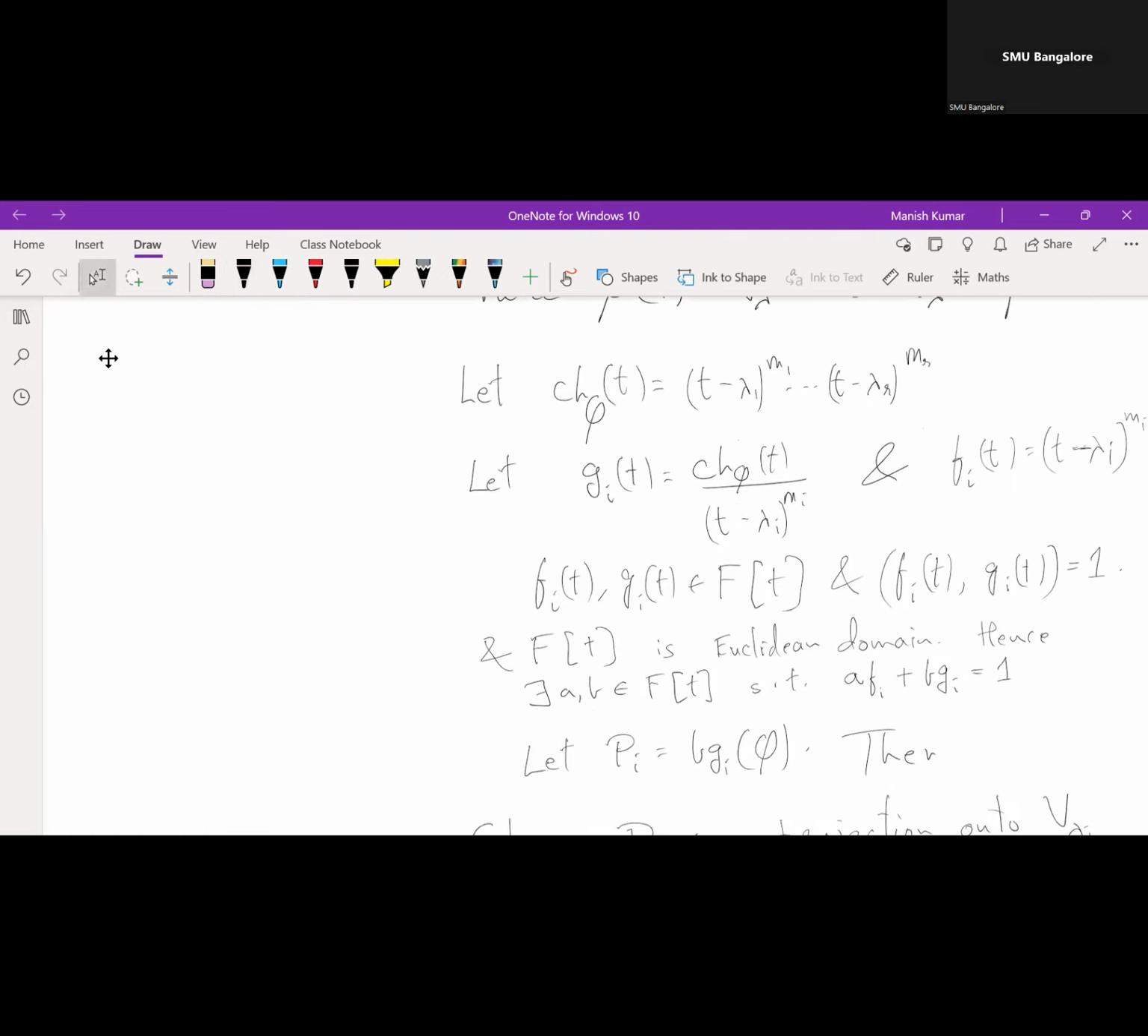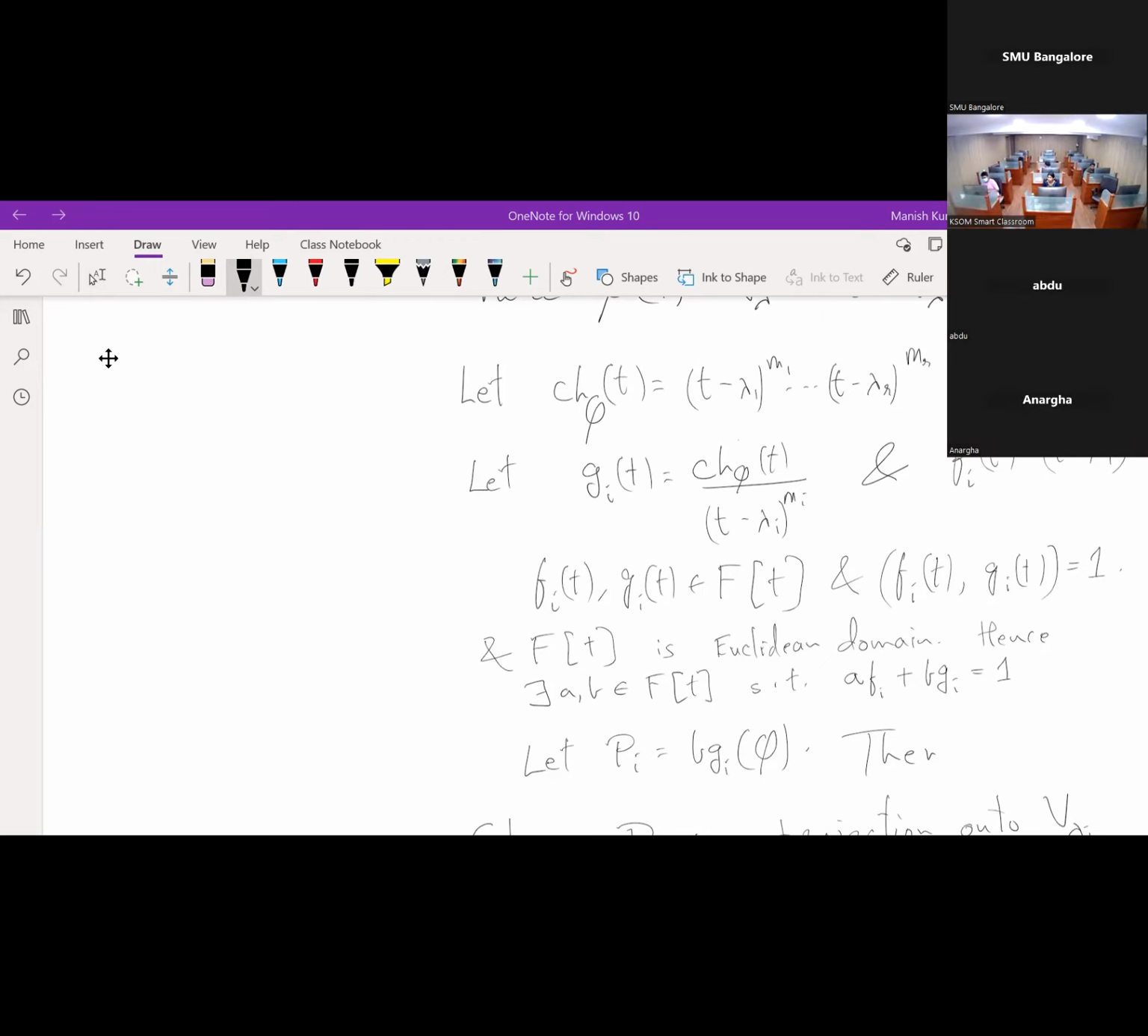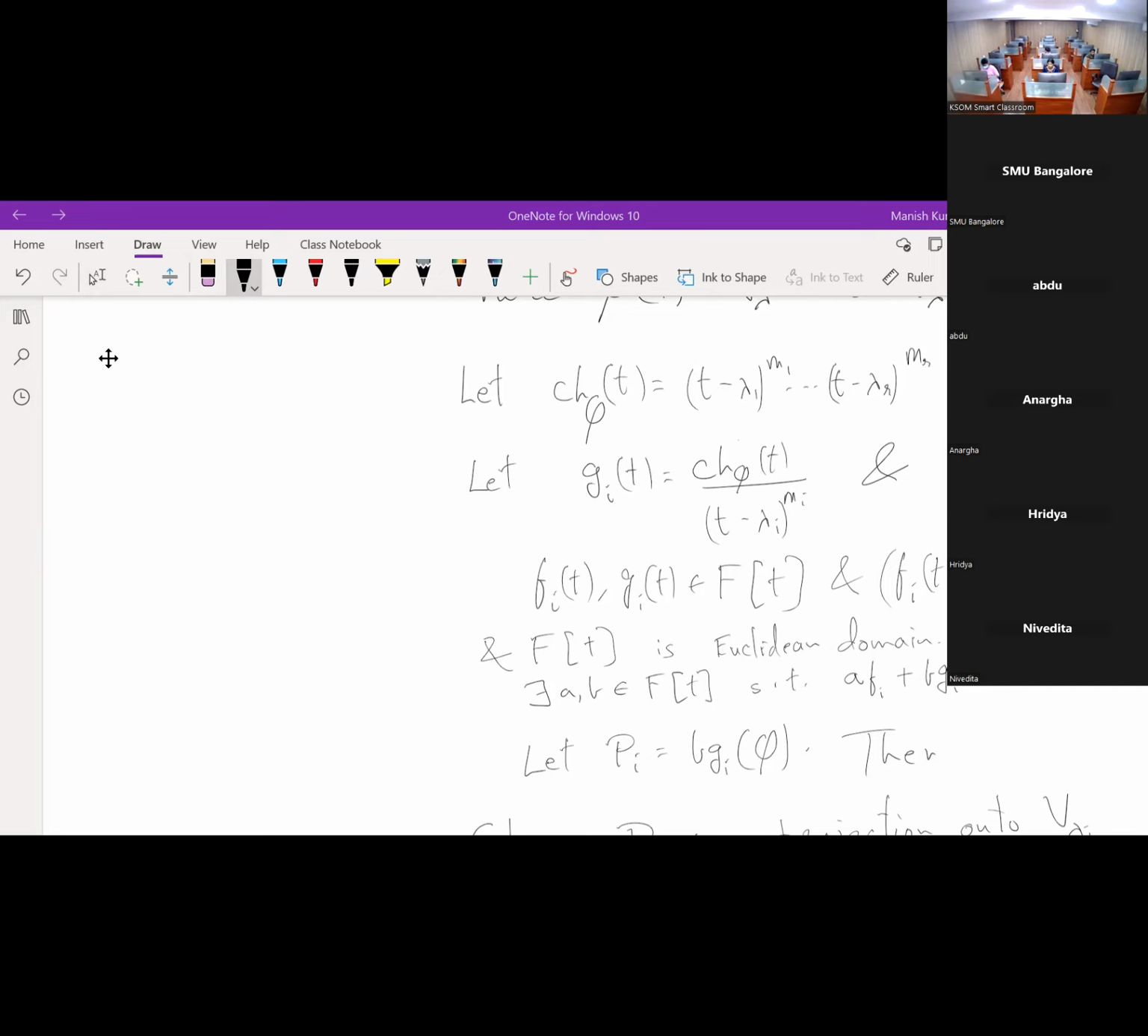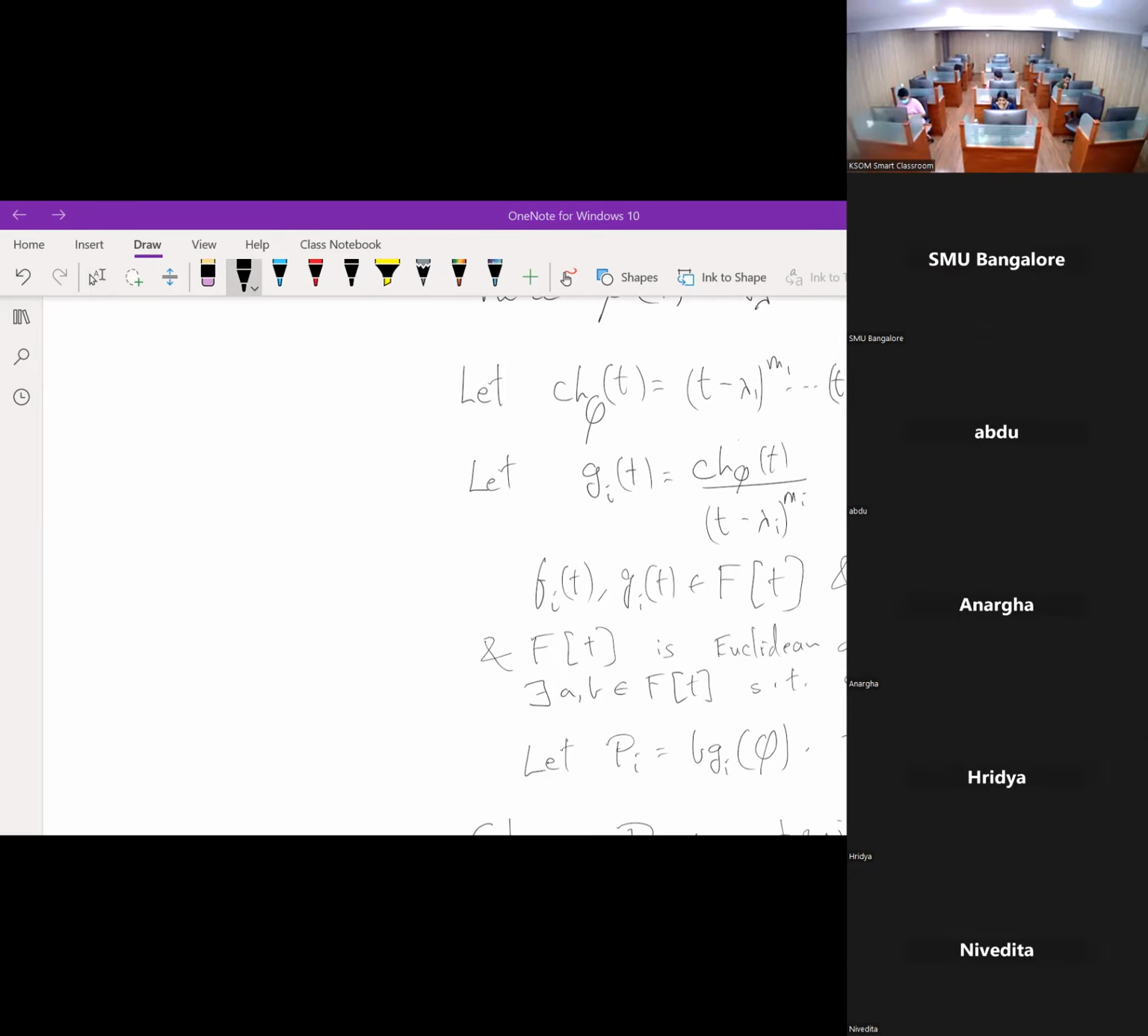So the division algorithm applies even in other rings. A ring in which the division algorithm applies is called a Euclidean domain. Do you know what a Euclidean domain is? How many of you know Euclidean domain? You don't know. Then just think of it as a division algorithm.